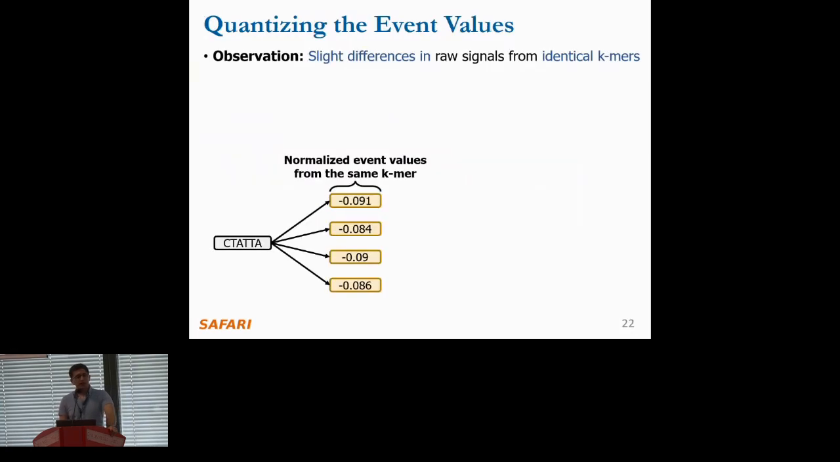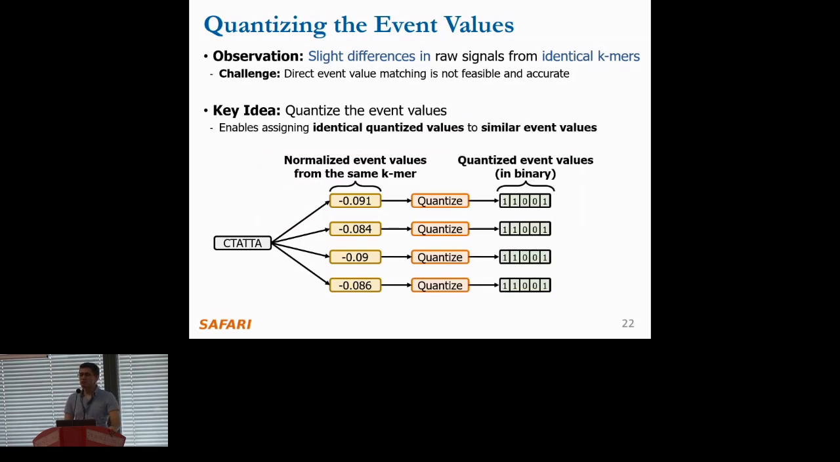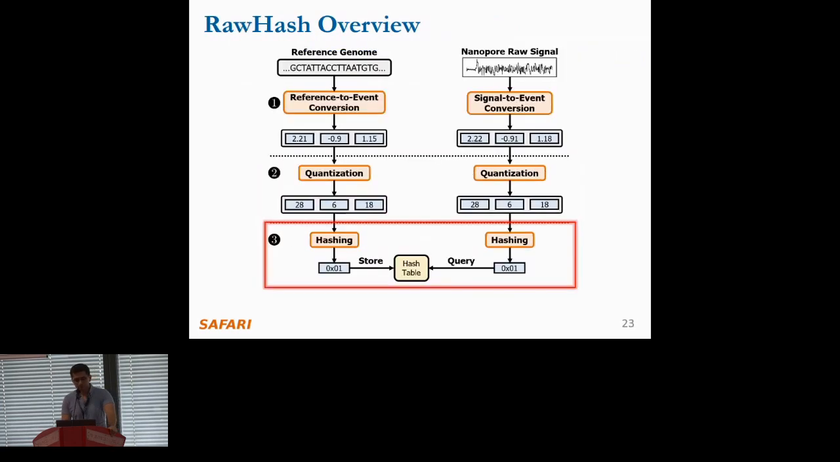Remember our observation that identical k-mers generate slightly different raw signals. So this presents a challenge, as we cannot directly match event values to each other, since this will not be accurate due to variations. The key idea to overcome this challenge is to quantize the event values. This enables us to assign the same quantized values to similar event values.